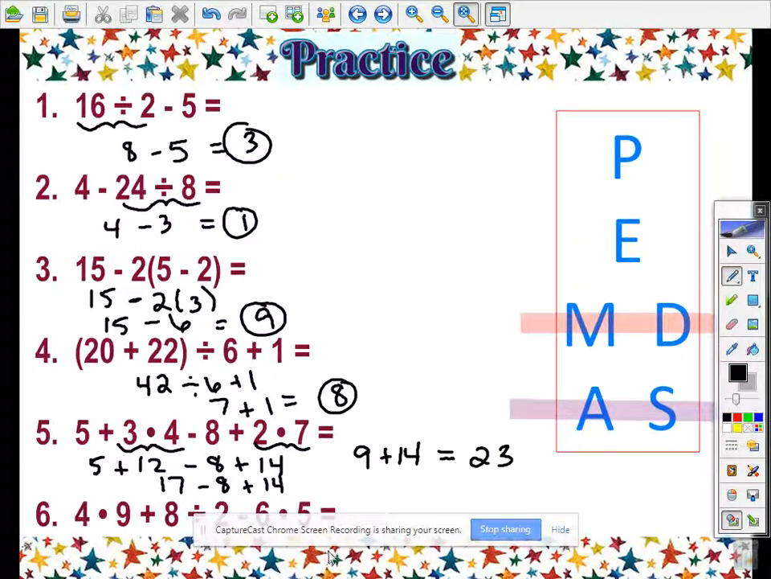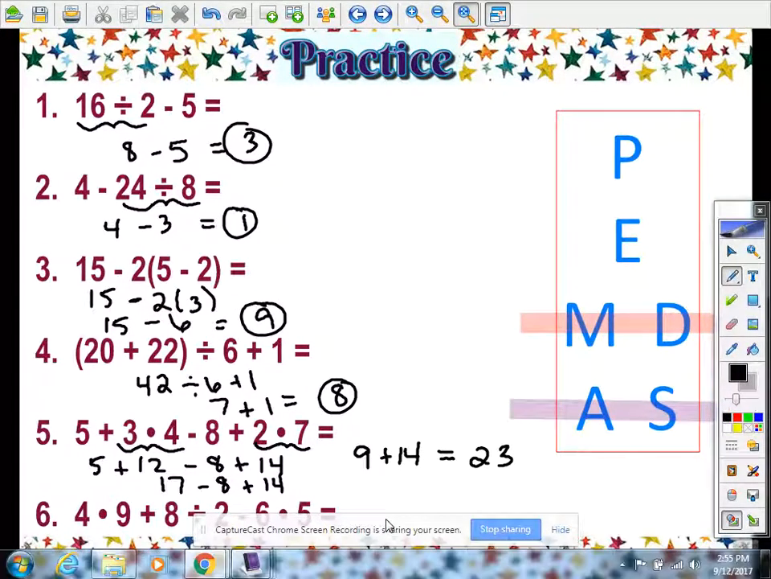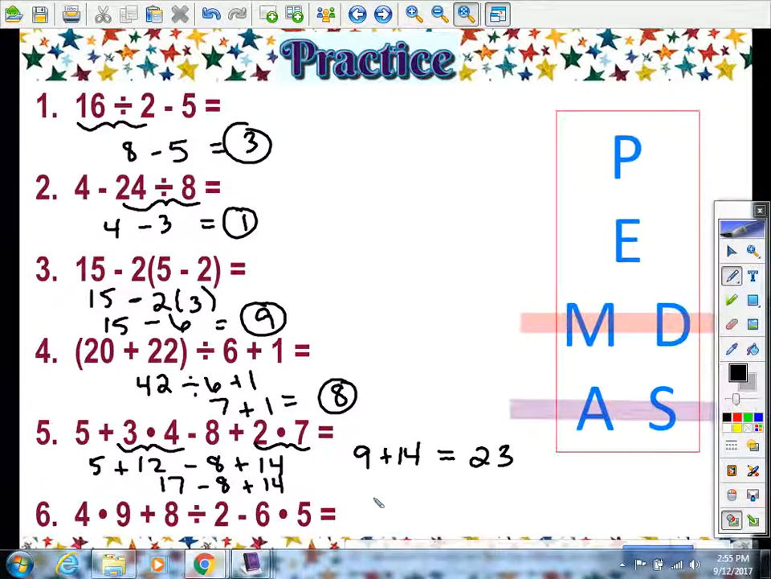We have 23. And last but not least, we have multiply, add, divide, subtract, multiply. So we have to go left to right.